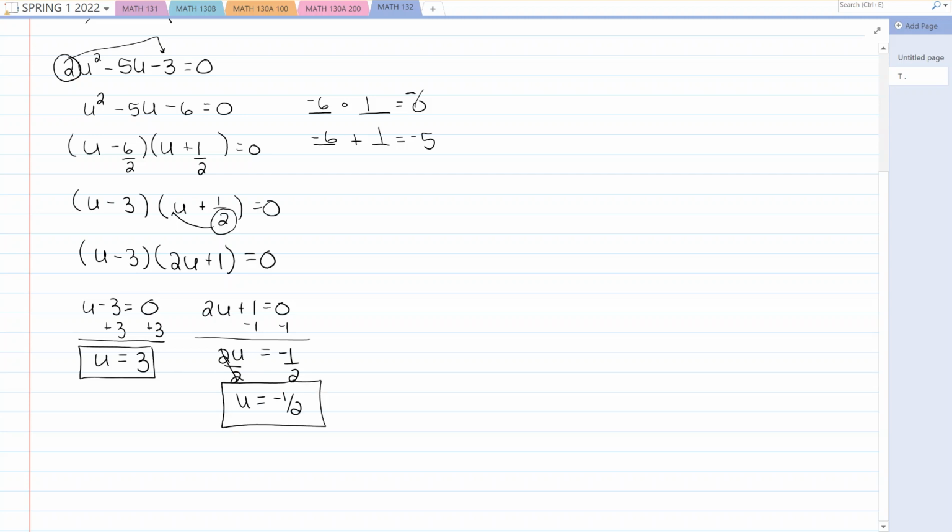That's the solution. So if you're asked to factor, that's the factoring of it. If you're asked to solve, you have to set each factor equal to 0 and then solve for u. Hope that helps.